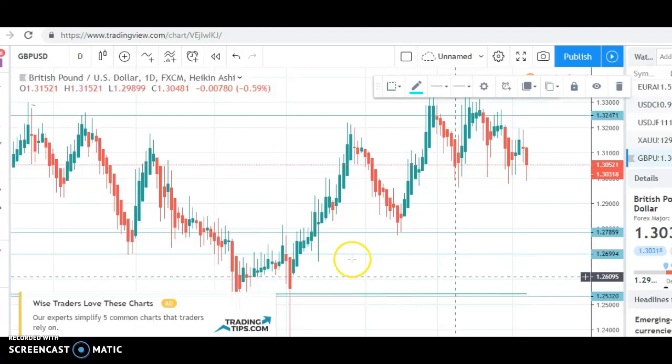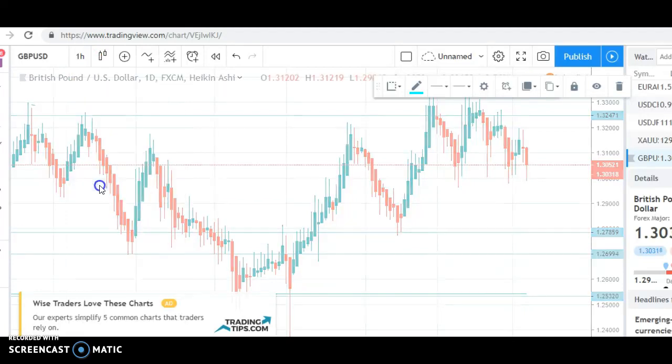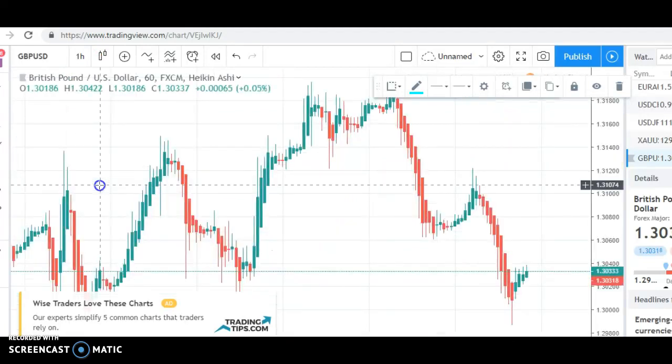GBPUSD. The 1-day time frame, let me see 1 hour. I think we've been able to do a lot for the past couple of minutes. We've been right on here.